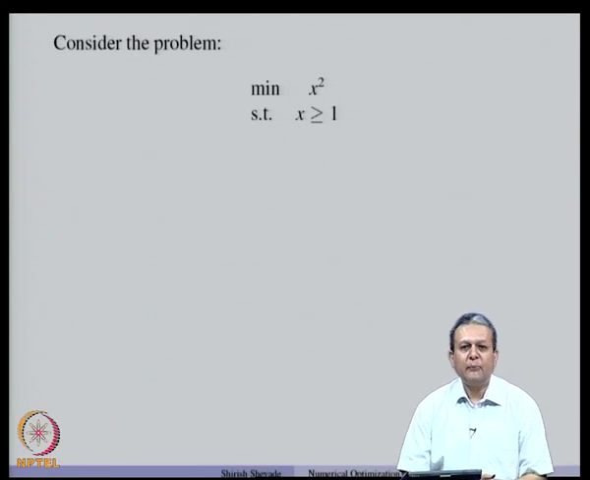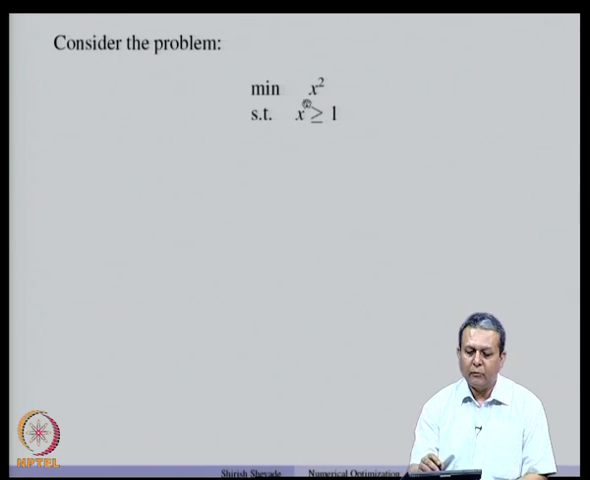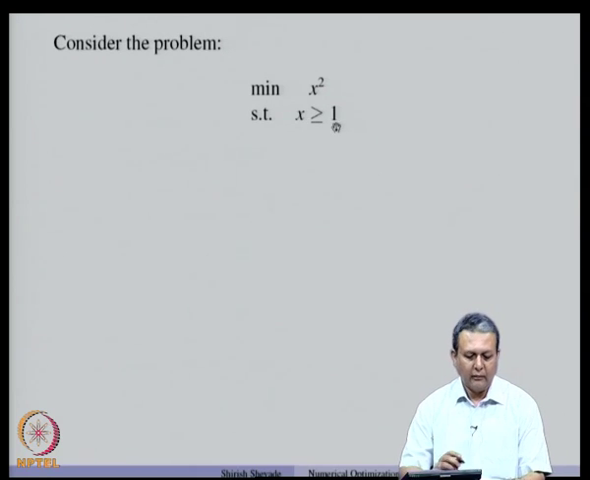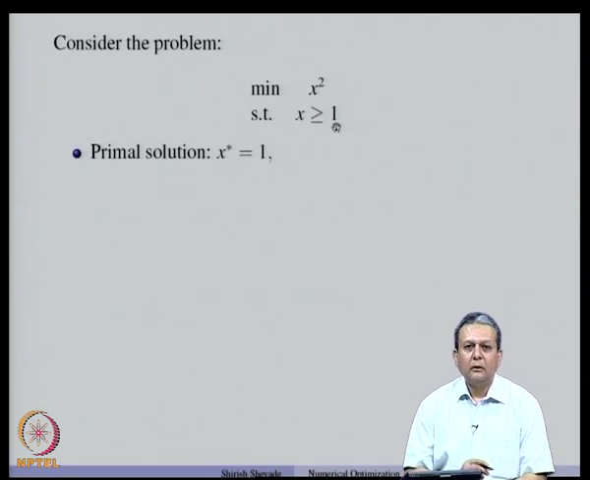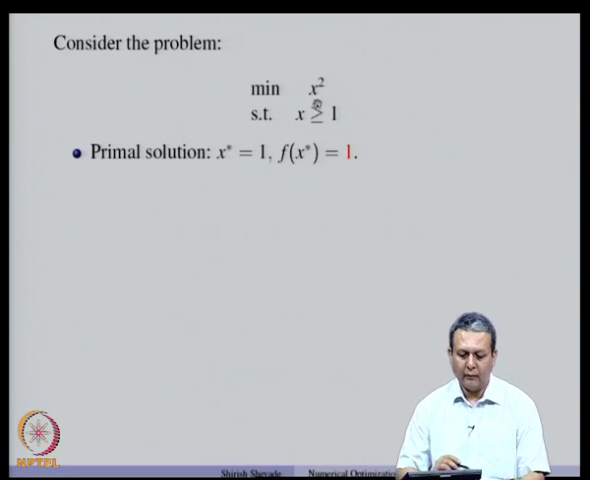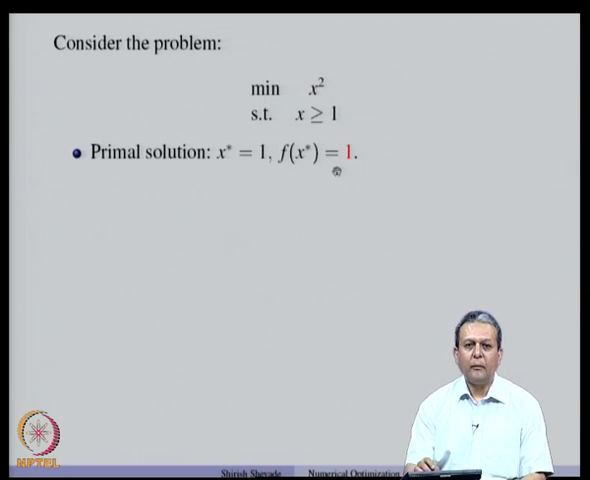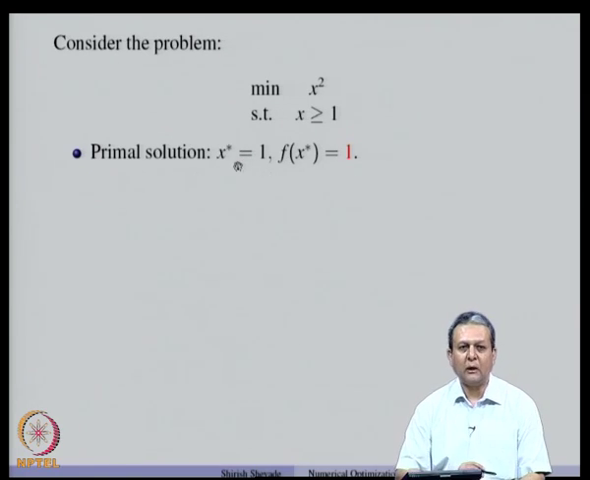Now, let us consider a simple problem where we want to minimize x square subject to the constraint that x is greater than or equal to 1. As you can see here, this function goes to infinity and has a minimum value which occurs at x star equal to 1, and the optimal objective function value is 1 square, which is nothing but 1. So, the optimal primal objective function value is 1, and that occurs at x star equal to 1.